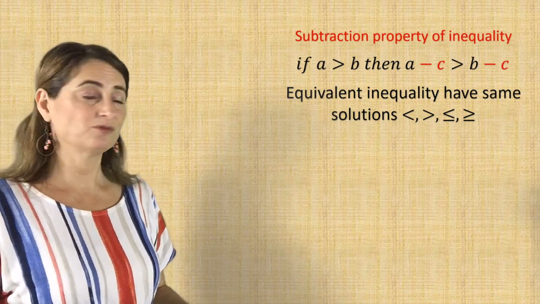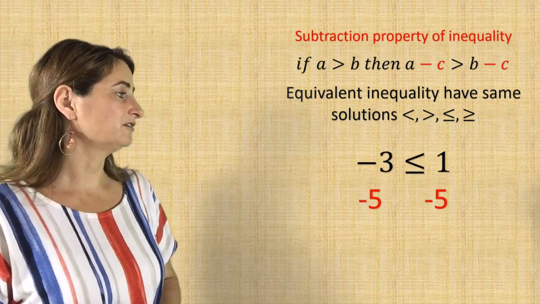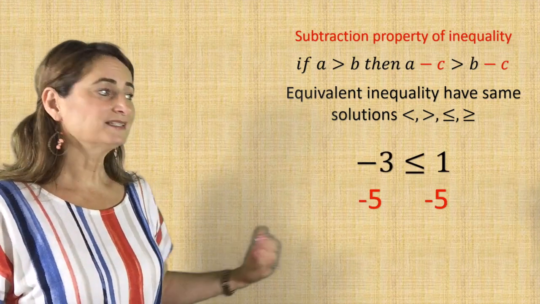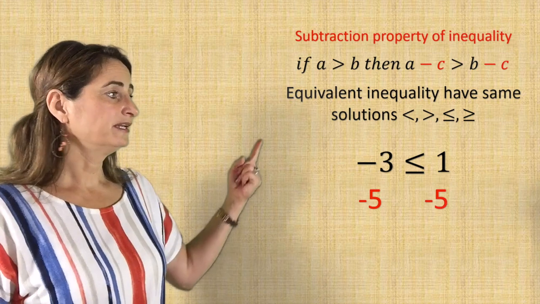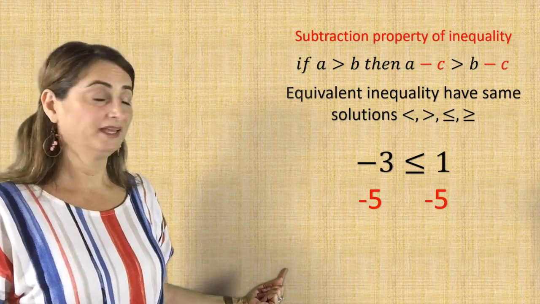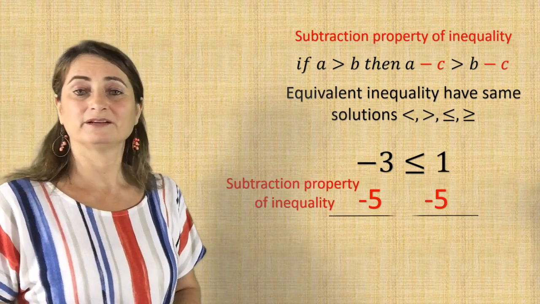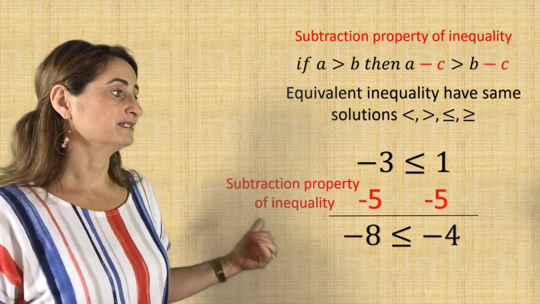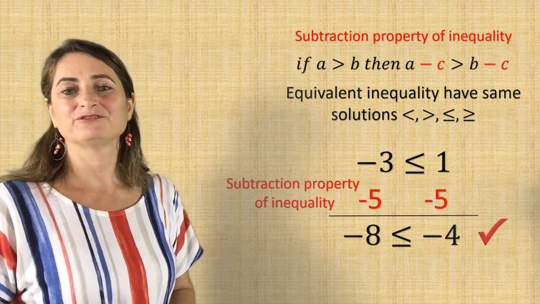For you to understand how that works, -3 is less than or equal to 1. Subtract, for example, 5 from both sides. -3 minus 5 is -8, is less than or equal to -4. That is a true statement. -8 is less than -4.